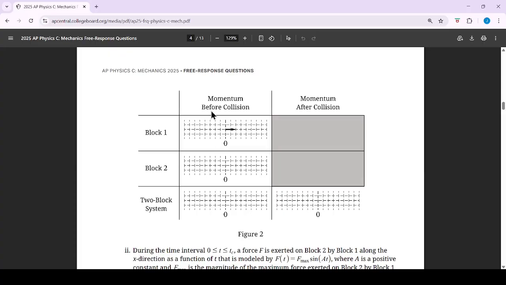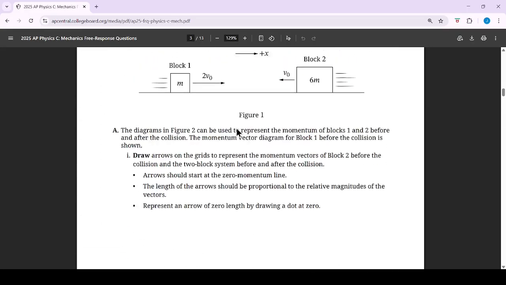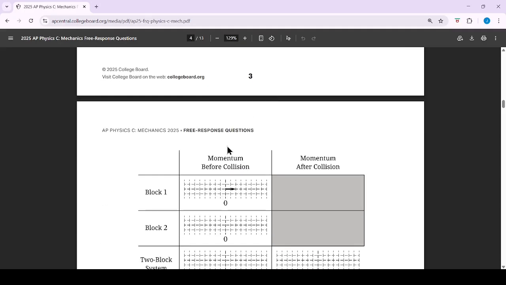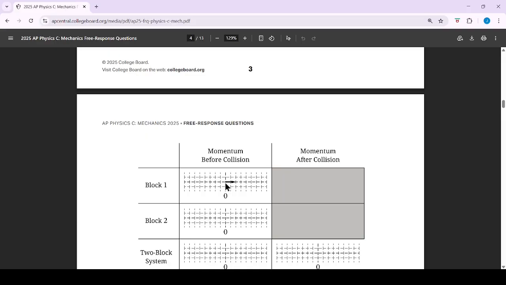And what's happening here is it's saying block 1 has a particular momentum before the collision. The momentum before the collision of block 1 is just going to be mass times velocity, or 2mv naught. It kind of gives you scale here. So this goes in the positive direction, and this arrow is going to represent 2mv naught.